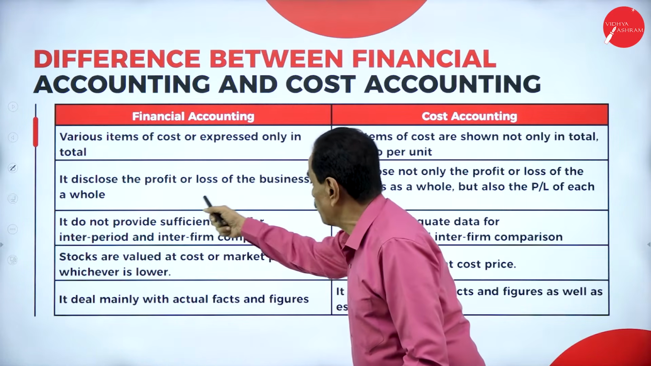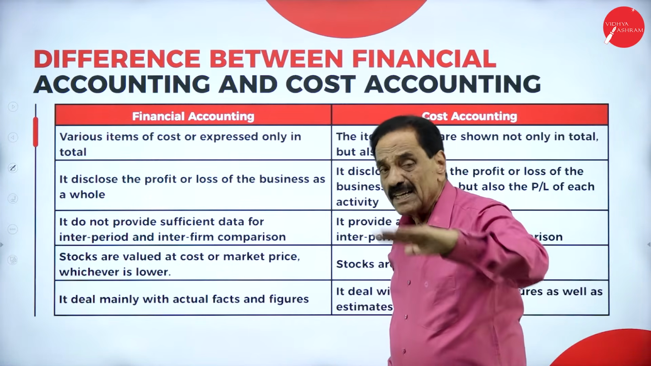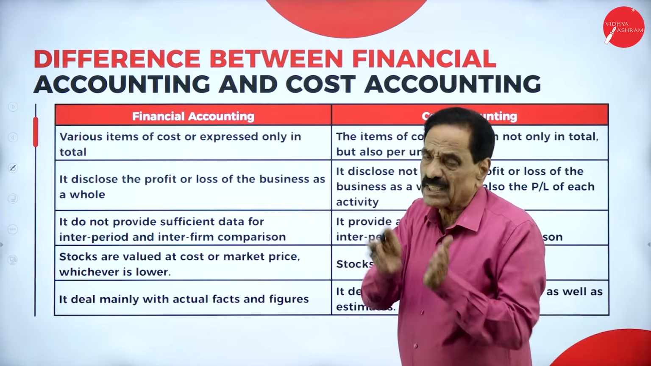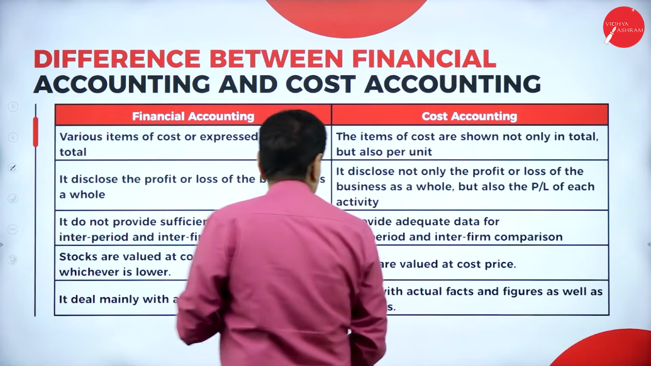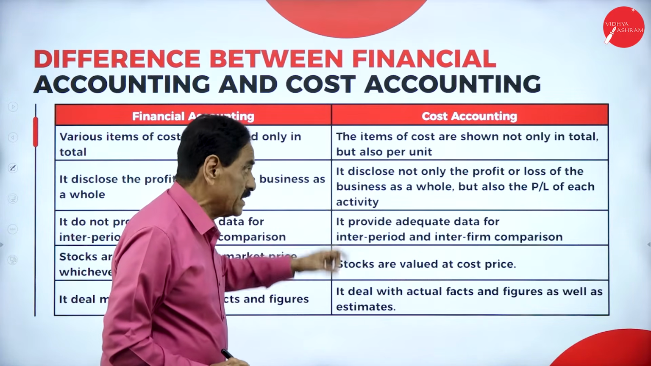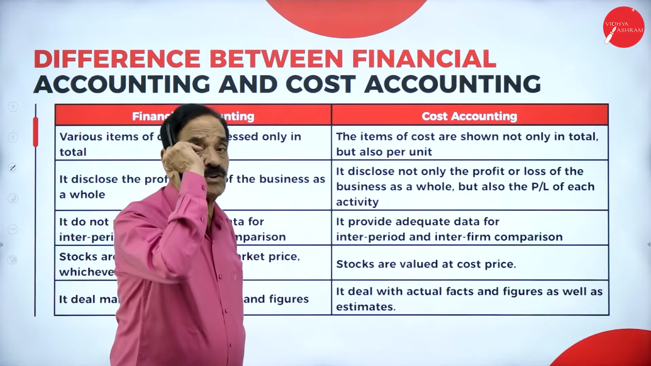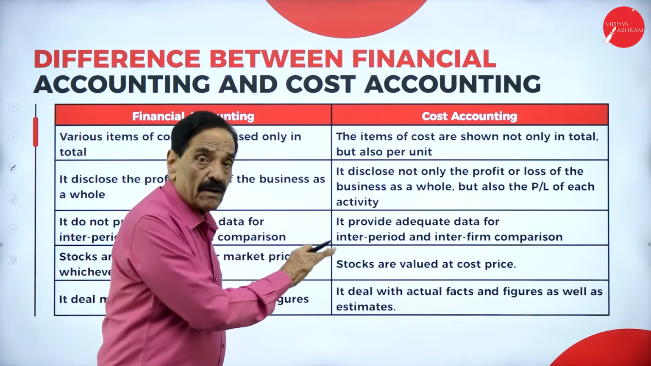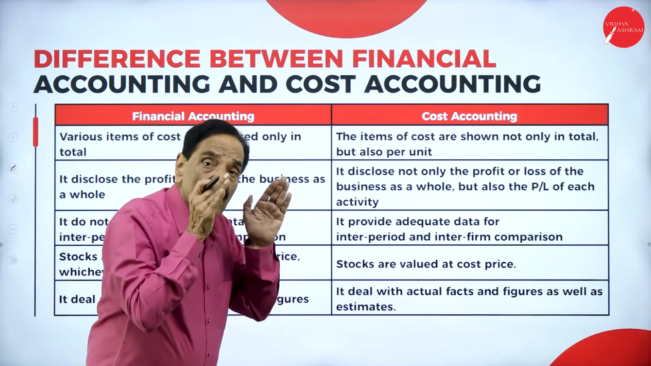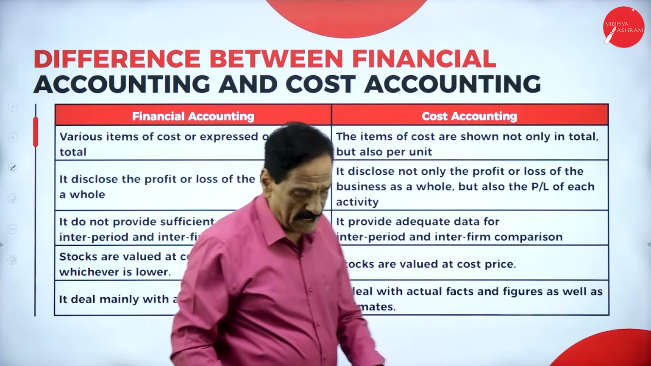It discloses the profit or loss of the business as a whole. As a whole, not an individual, it will give the profit at the end of the year or the loss at the end of the year. But it discloses not only the profit or loss of the business as a whole, but also the profit of each activity. Each unit is going to be found. Here, we are not going to find only the whole of the business. Here, we are going to find out each activity, each item.